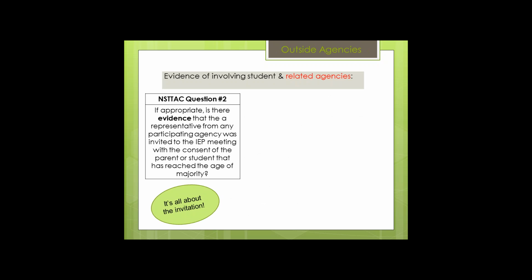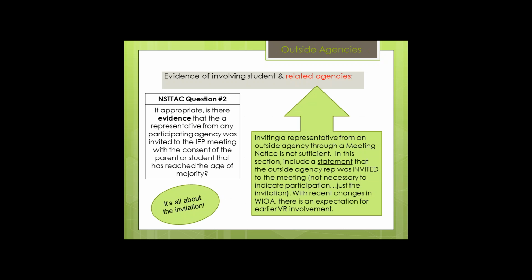Question 2 happens to be one that we run into occasional problems with within the state. The question here is, if appropriate, is there evidence that a representative from a participating agency was invited to the IEP meeting with the consent of the parent or student that has reached the age of majority? Many times we find that, especially for younger students, outside agencies have not yet been involved with the student or been invited to these meetings. Saying that is okay for younger students. We'll accept that the team has decided that it's not appropriate to invite an outside agency at this time, but for older students, we definitely are expecting that involvement.